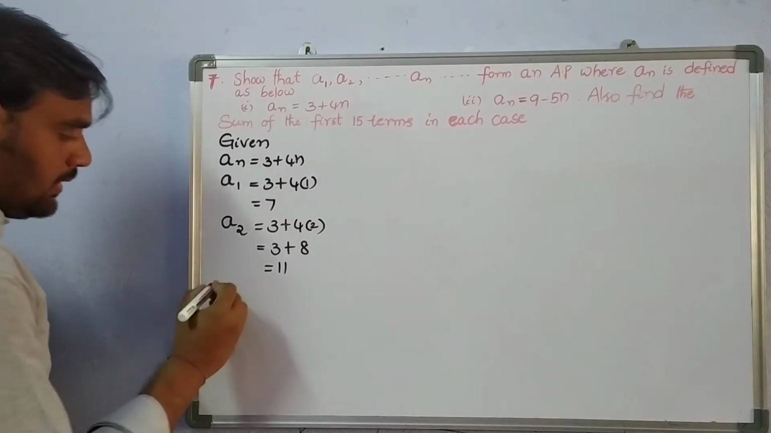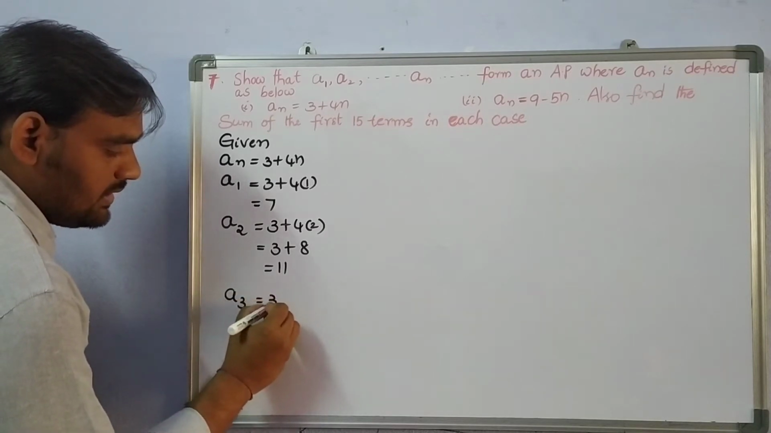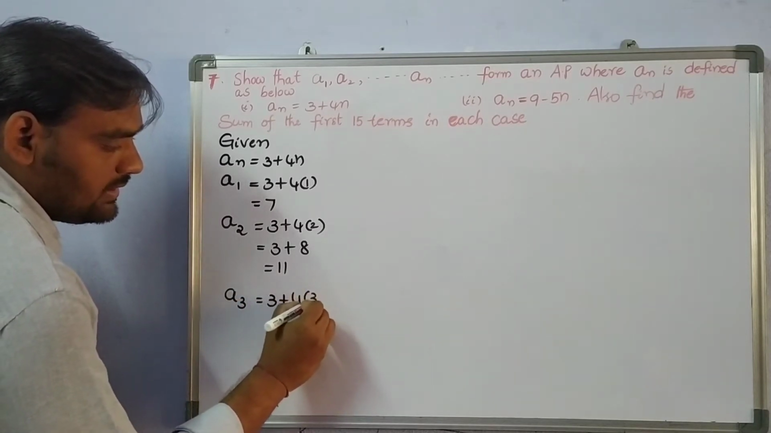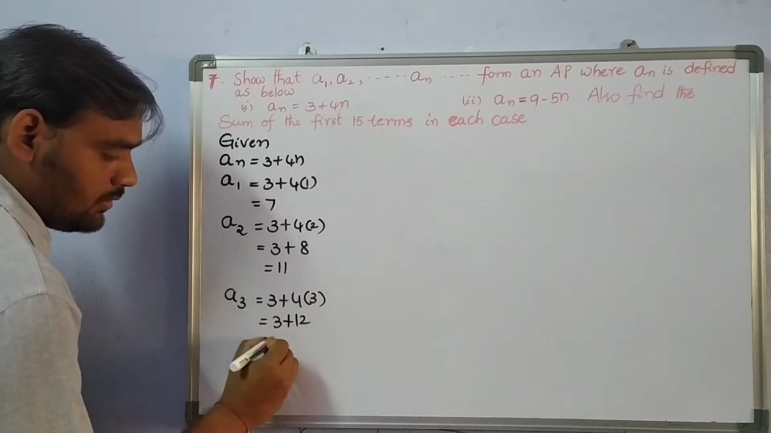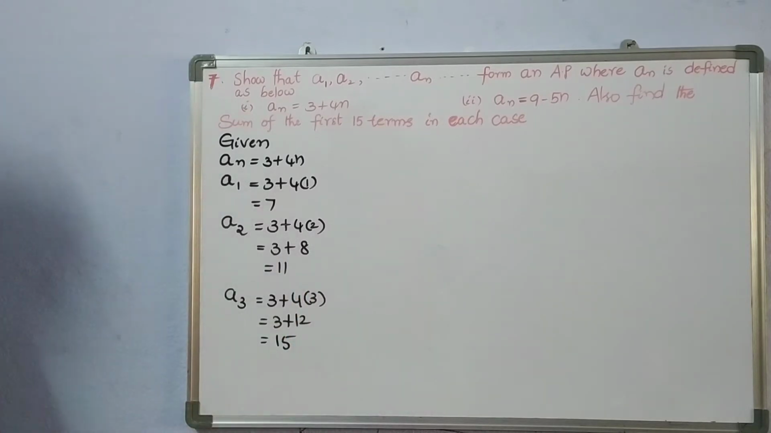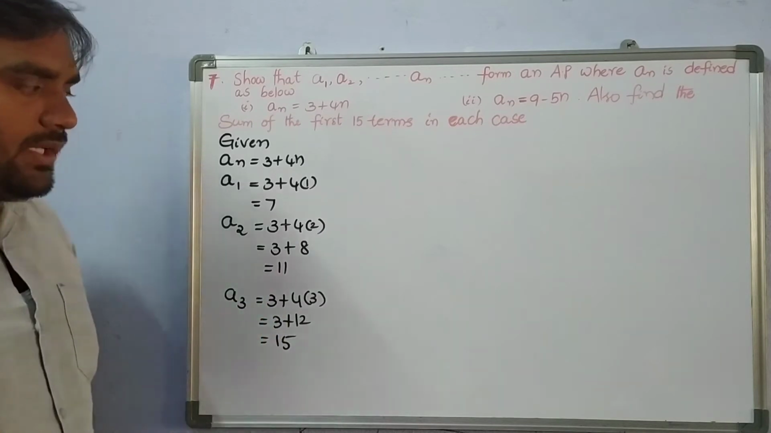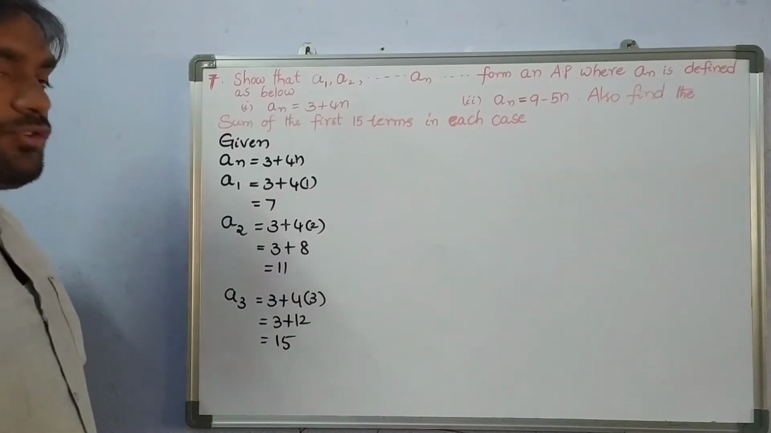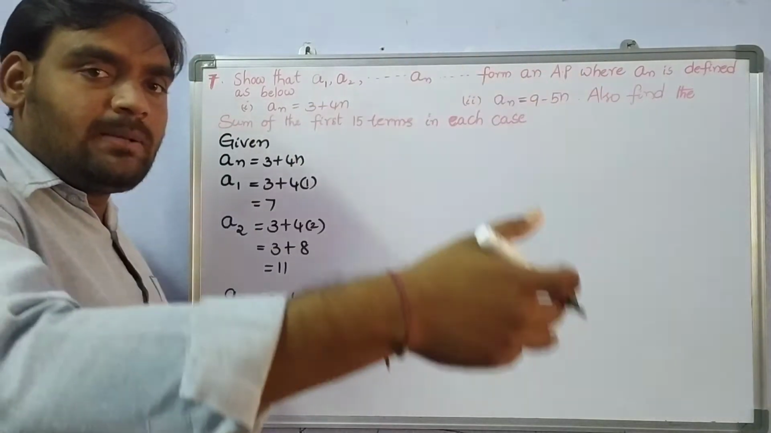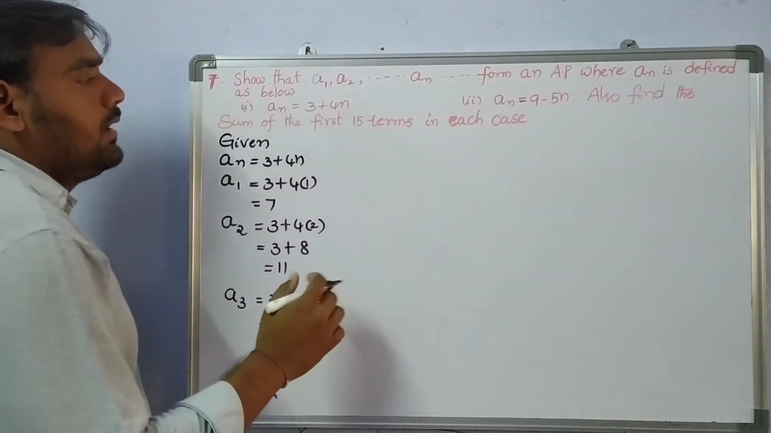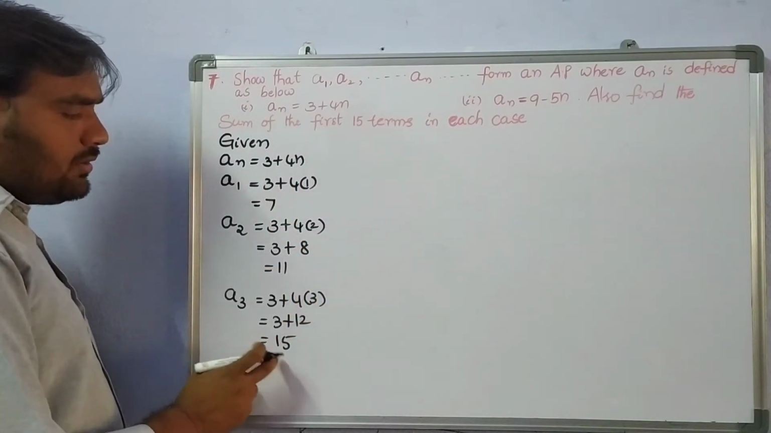Next, A3 is equal to 3 plus 4 into 3. Now 3 plus 4 threes are 12, so 15. Isn't it? So here A1 is equal to 7, A2 is equal to 11, A3 is equal to 15. We got that. We need to check whether A1, A2, A3 and so on An form an arithmetic progression or not. So here we will take A1 is equal to 7, A2 is equal to 11, A3 is equal to 15.